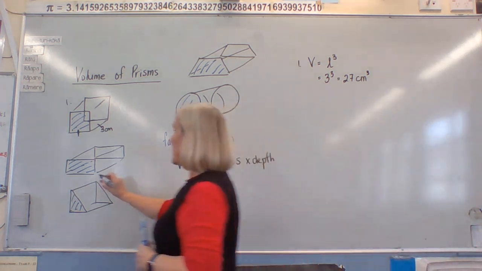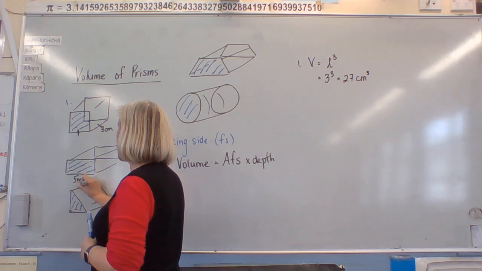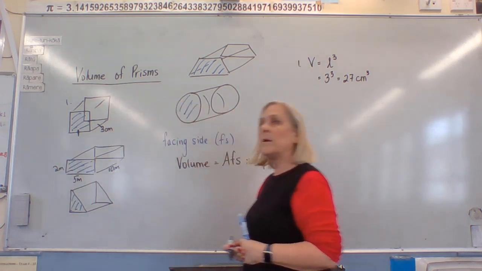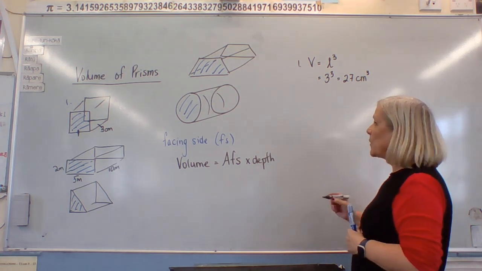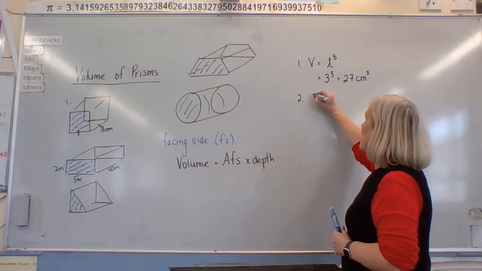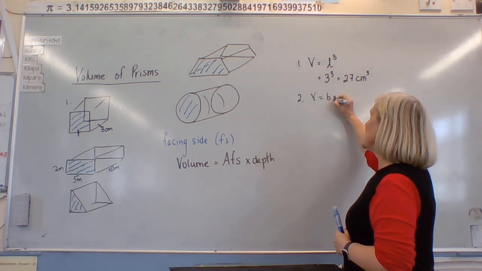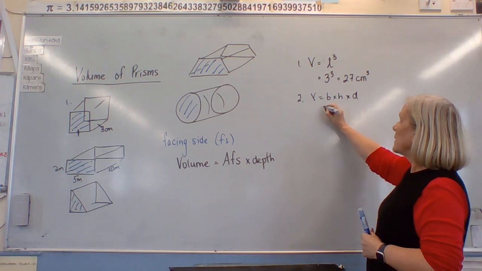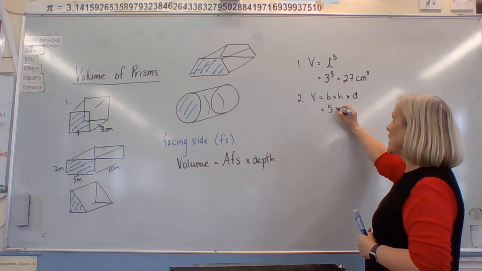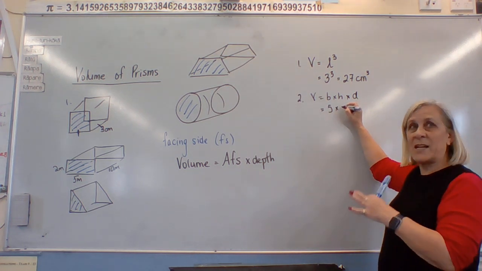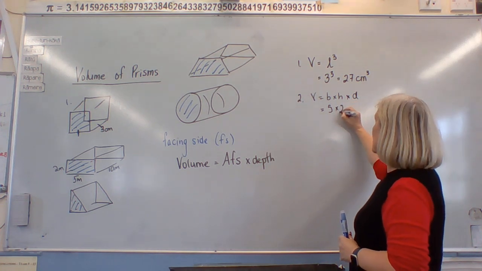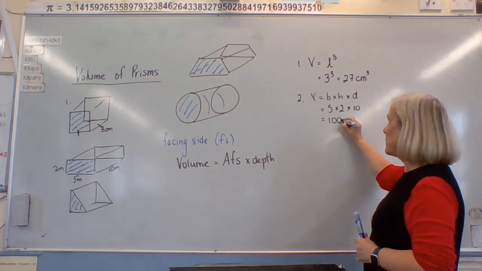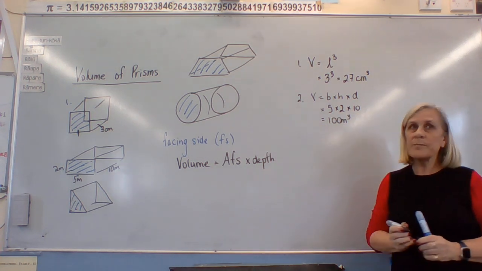So in this one, we might have 5 metres by 2 metres by 10 metres as a swimming pool. We want to find out the volume of the swimming pool. So we will go volume equals base times height. That's the area of the facing side times the depth. Equals. And the reason I'm not writing these out separately is because the shapes aren't tricky enough for us to get credit from it. 5 times 2 times 10. So we've got 10 times 10 is 100 metres cubed. All right?